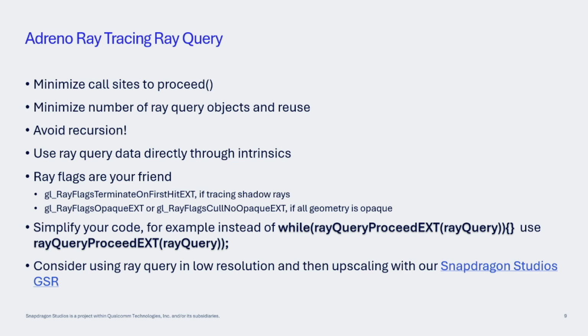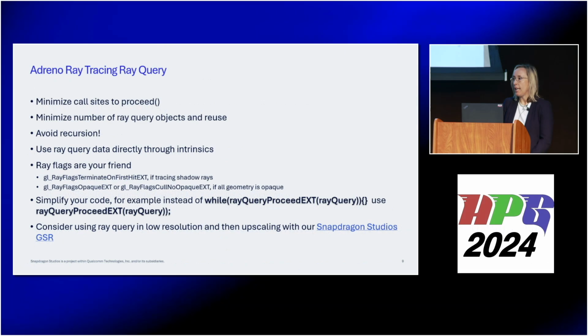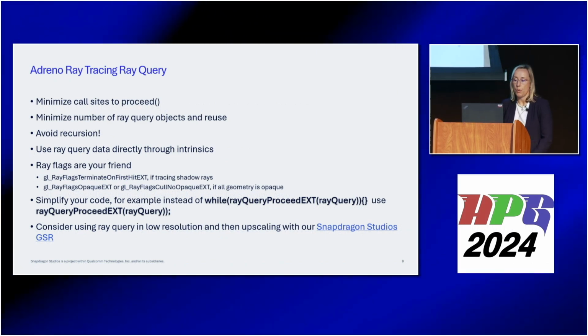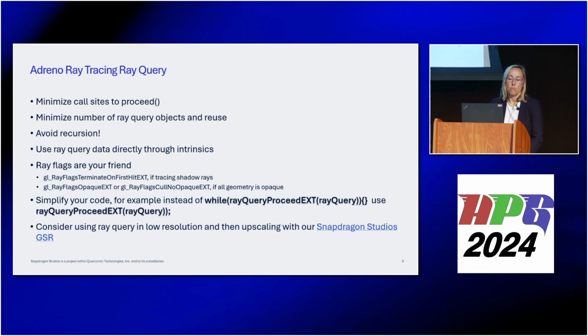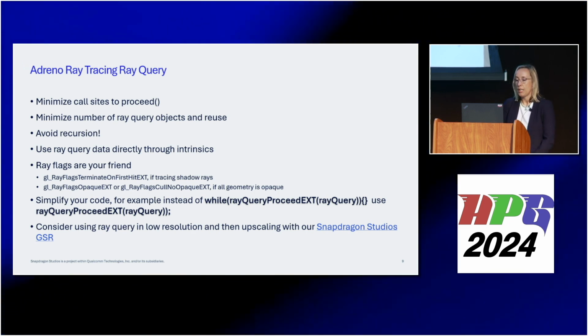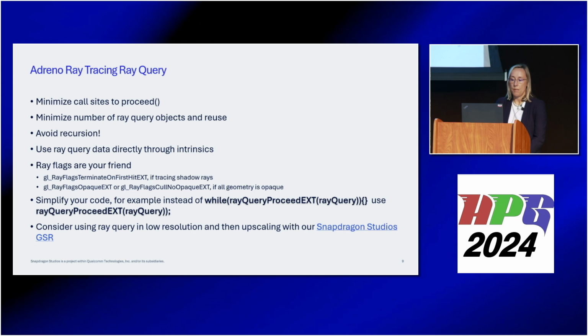Also, minimize the number of ray query objects that you create and reuse as much as you can. Ray queries live in GPRs, so the more you create, the more GPRs you're taking off the table for the rest of your shader program. So yeah, create one or two and then reuse as much as you wish. Avoid recursion, enough said about that.